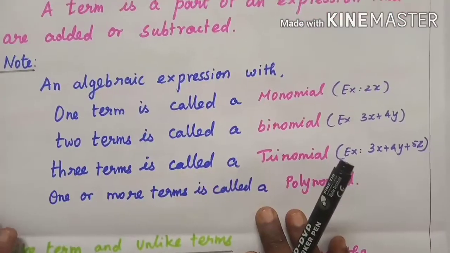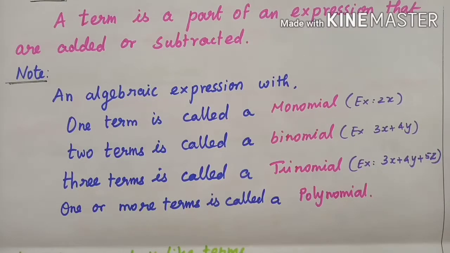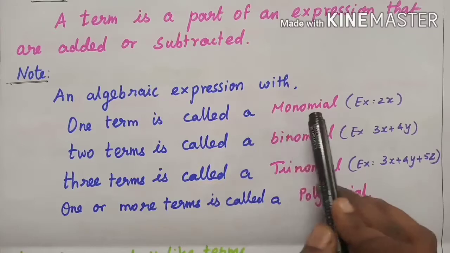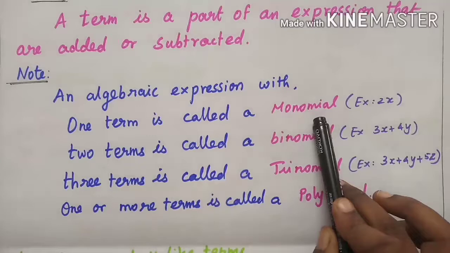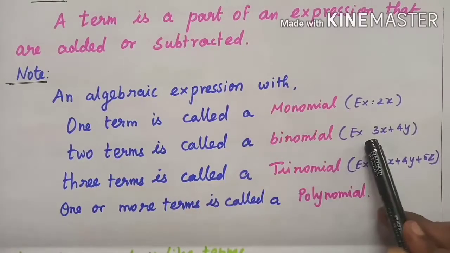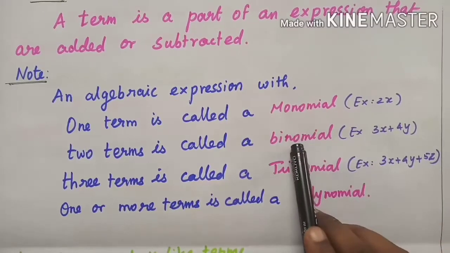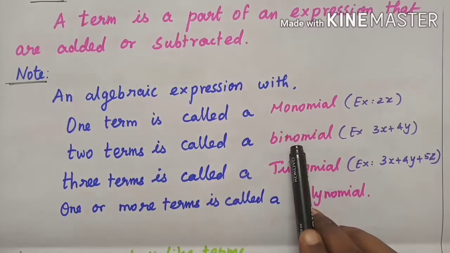Now, based on this term, we are going to learn a few things. Suppose an algebraic expression has only one term. That type of expression is called a monomial. Only one term in an algebraic expression, we can call it a monomial. If two terms are there, like 3x plus 4y, we can call it a binomial.